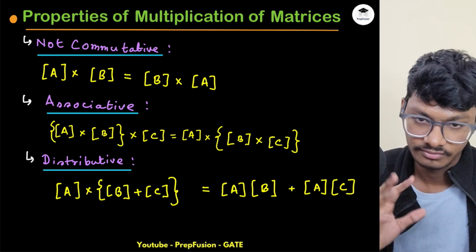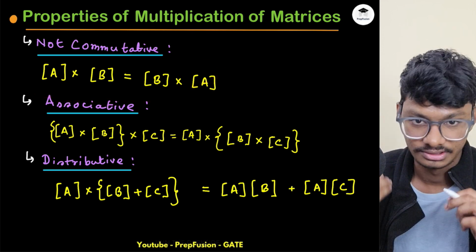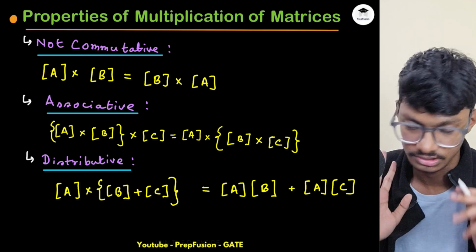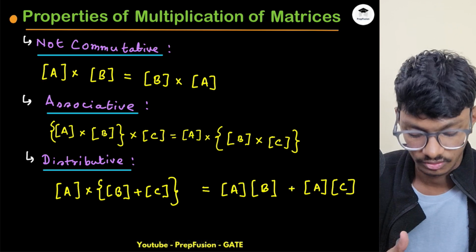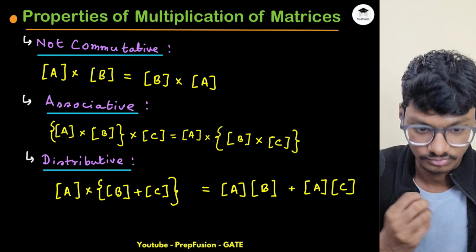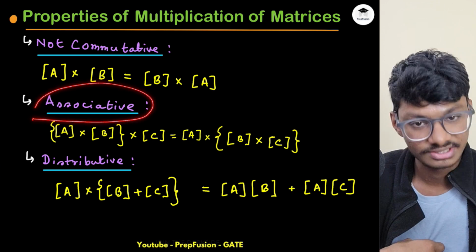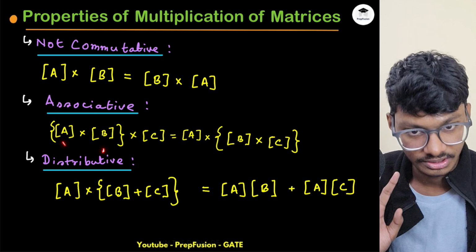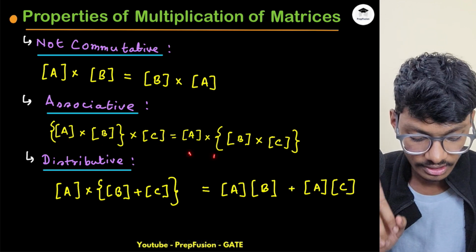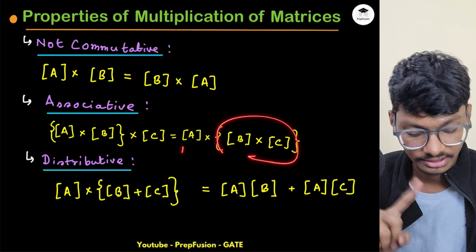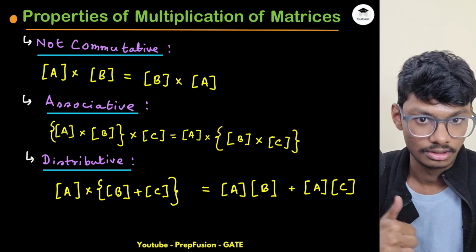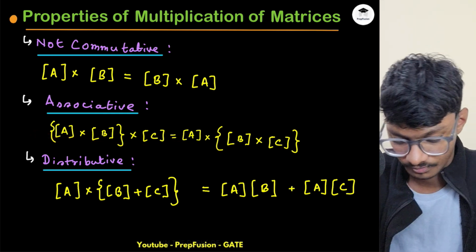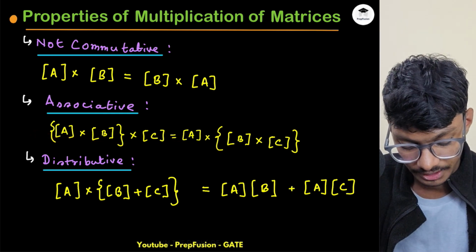You just try for yourself. Take one example and you will see that this is not necessarily true. Sometimes it may come up true, but in most cases it is not necessarily true that A cross B will be equal to B cross A. I will go a bit fast because you know these things anyway. Now, is this associative? It is associative. What do I mean by that? If I do A cross B and then multiply C, or if I first do B cross C and then multiply A, they will give me the same result, but you have to maintain the proper sequence. That is important.